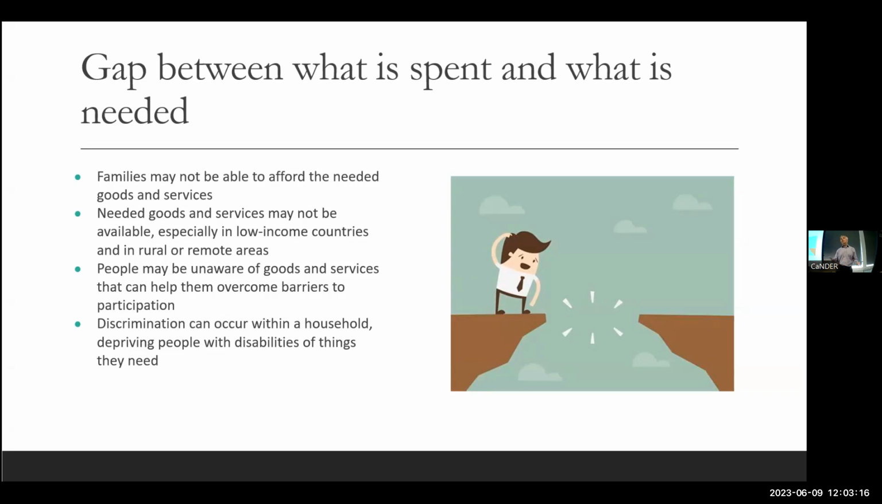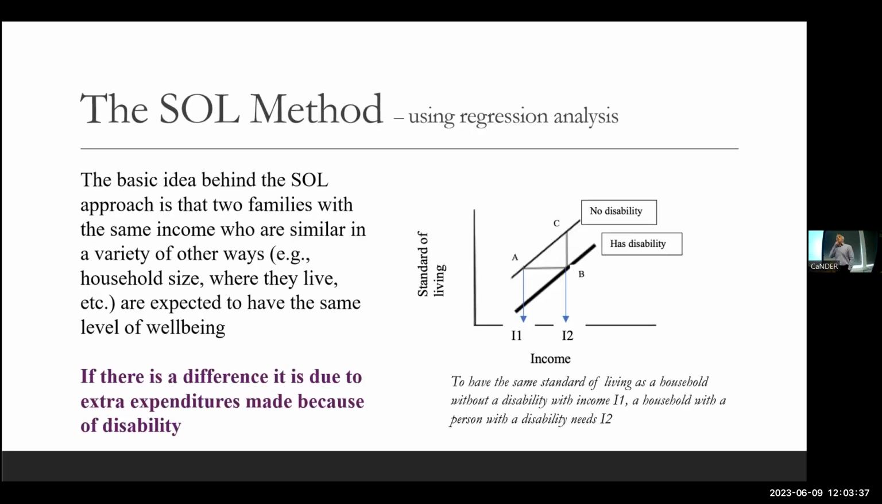And unfortunately, there could be discrimination within the household, right? A parent might say, well, why should I spend money on this child in order to get her to go to school? She's not going to get a job anyway, right? And so it's not worth my spending my time on this. So what's being spent is not what's needed. Okay. So we want to think, well, how can we go about measuring these things? What's being spent and what's needed?